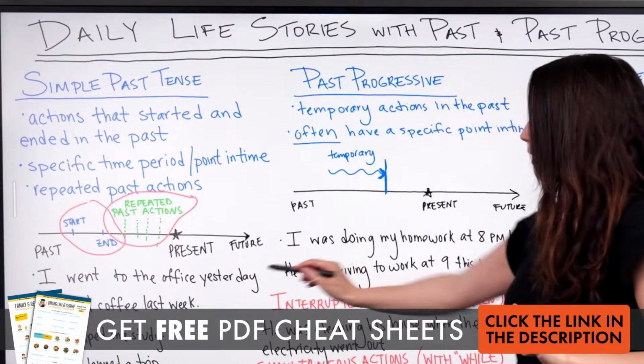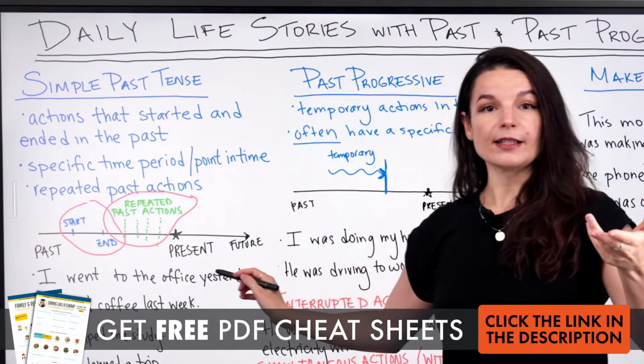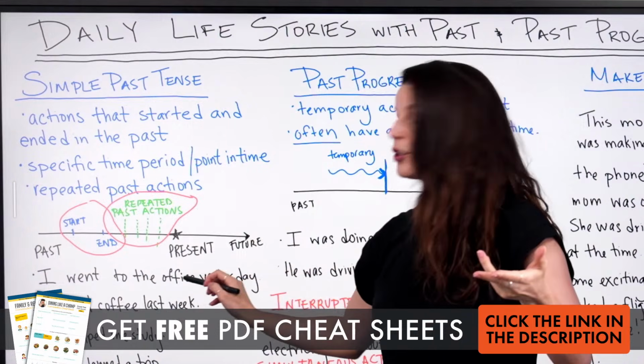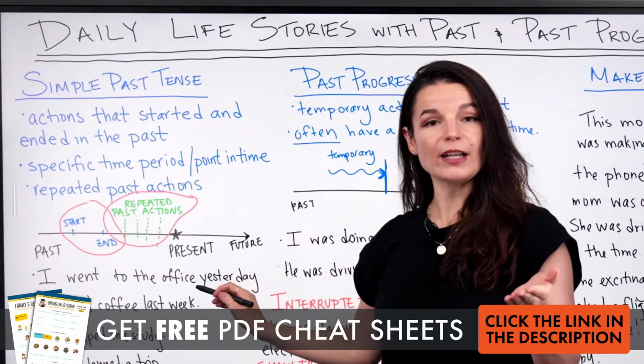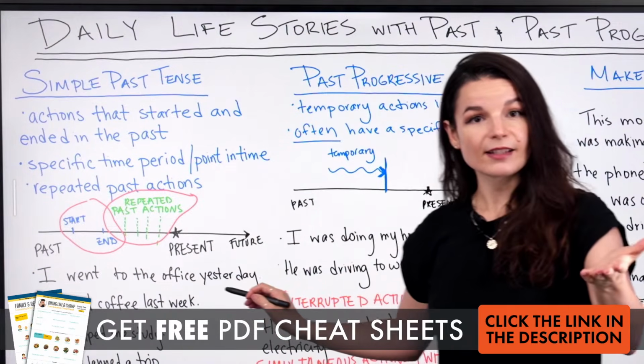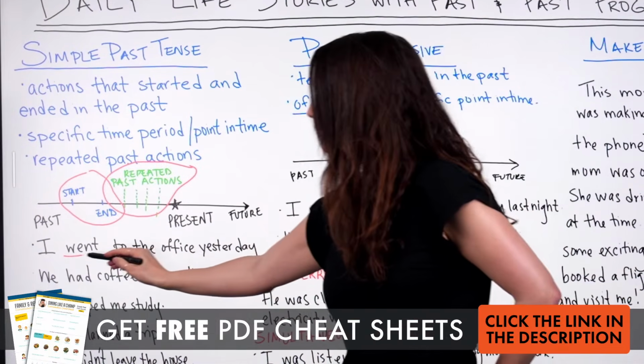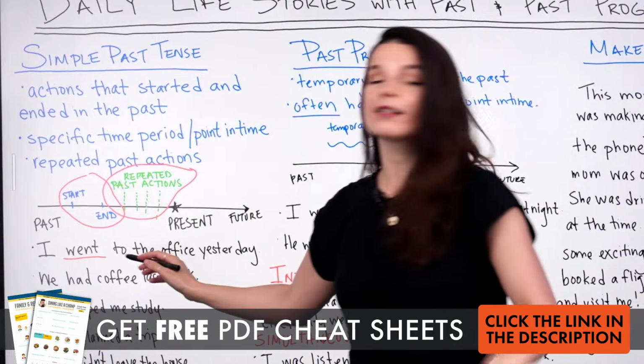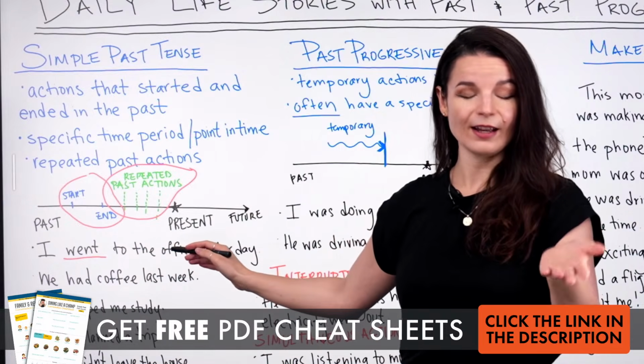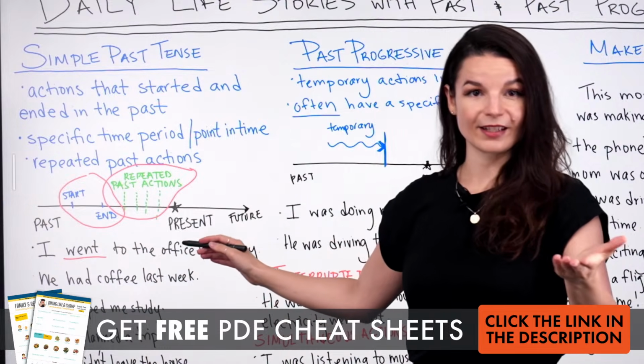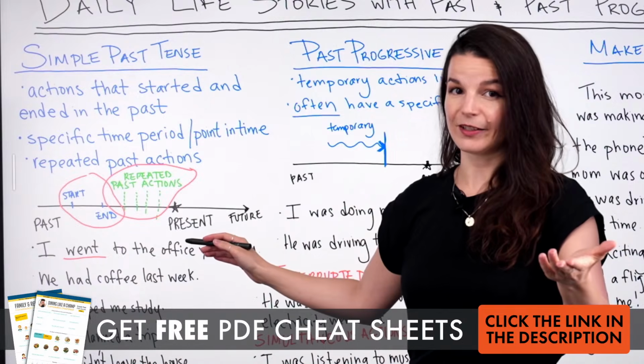Okay, let's go to the first example sentence, which is, I went to the office yesterday. The past tense verb here is went. Yeah? I went. This is the past tense form of go. Go becomes went. This is an irregular past tense verb.